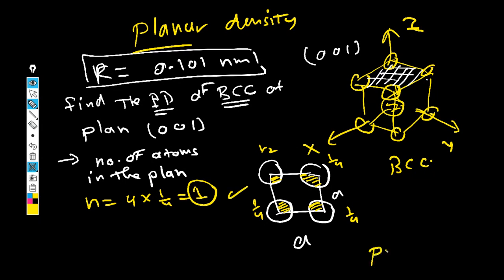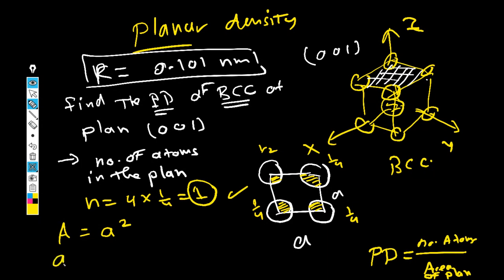Planar density is equal to, by the definition here, the number of atoms divided by the area of the plane. Area of plane. Okay, guys? Let's get the area, guys. Can someone tell me the area equals A squared? This is a square. Excellent. A squared. So what is the relation between A and R?